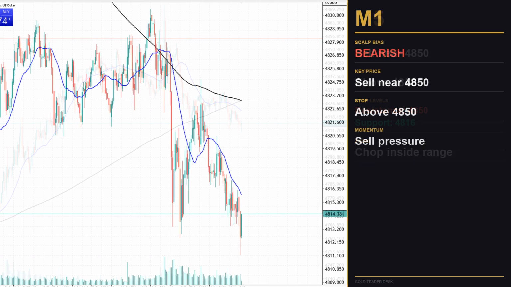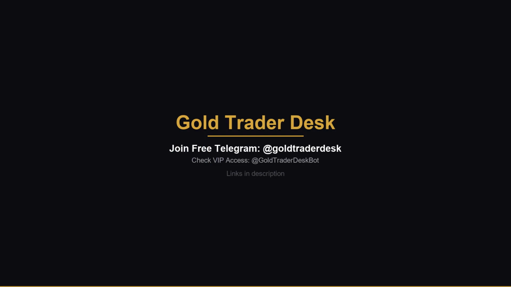The 1-minute chart shows bearish momentum accelerating with price below all short-term moving averages. Key scalping level remains 4816, with immediate downside targets at 4,847.90. That wraps up today's gold analysis.